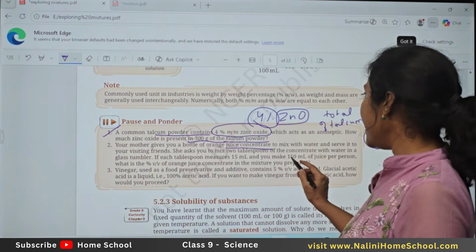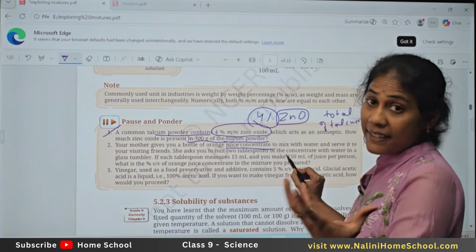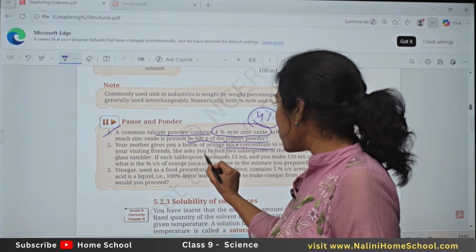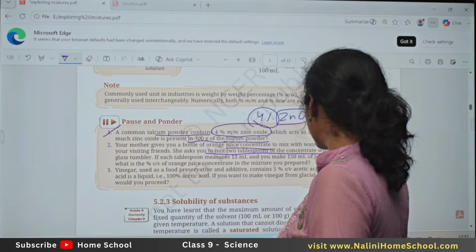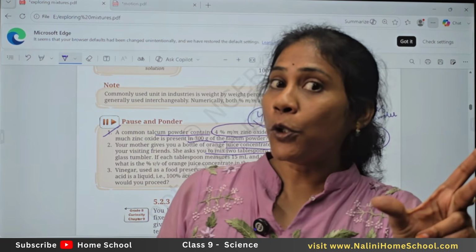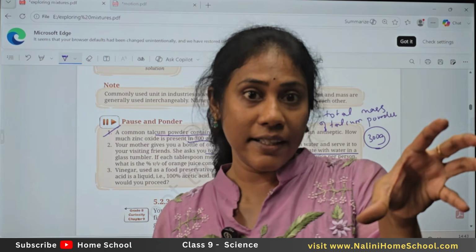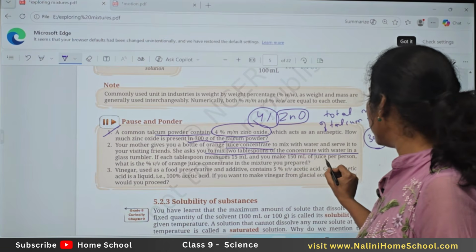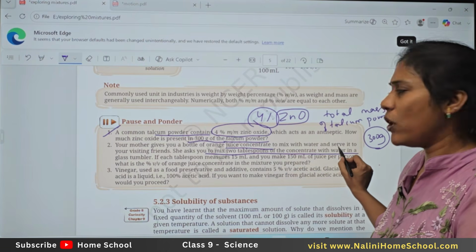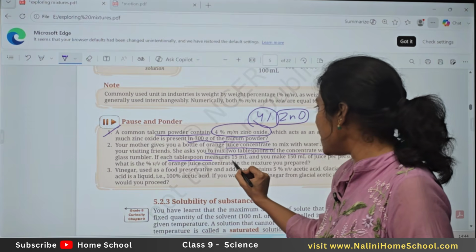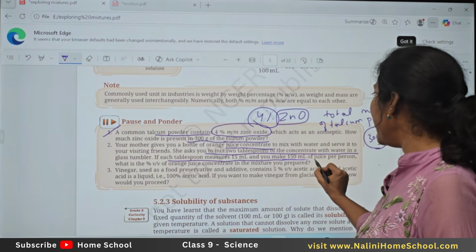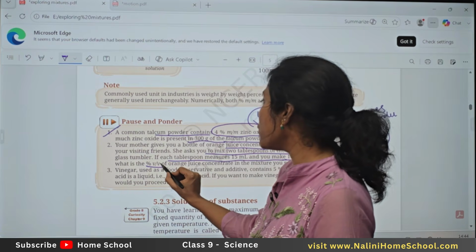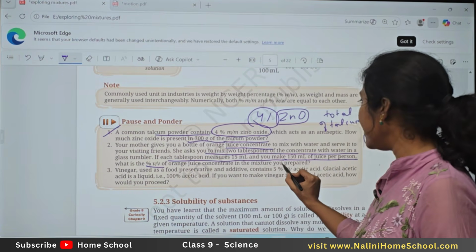What your mother said is, she has given an orange juice concentrate mix and told you to mix it with water and give it to your friends. She asks you to mix 2 tablespoons of concentrate with water. So she said, take 2 tablespoons from the original concentrate bottle and mix it with water. If each tablespoon measures 15 ml and you make 150 ml of juice per person, what is the percentage volume by volume of orange juice concentrate in the mixture you prepared?